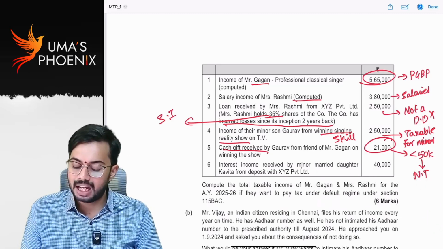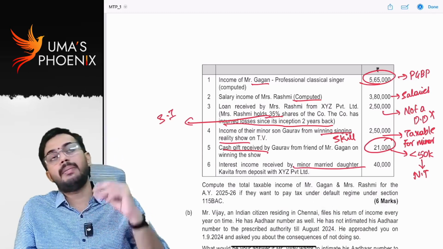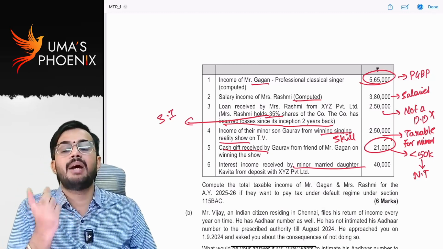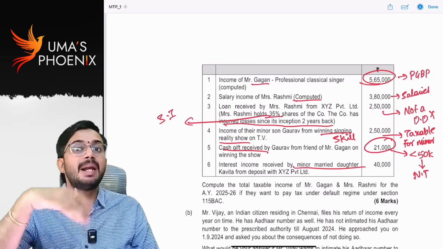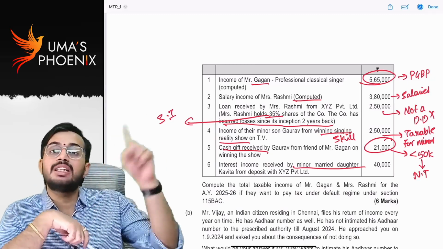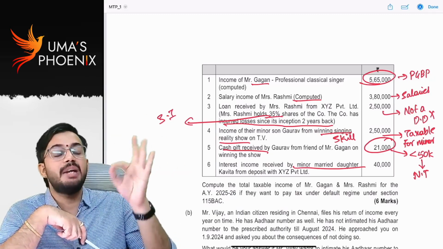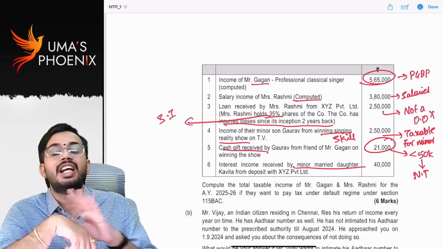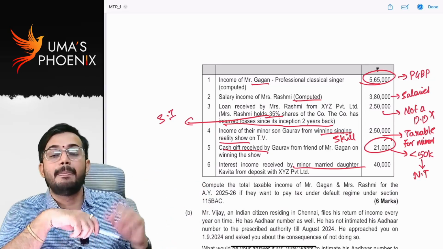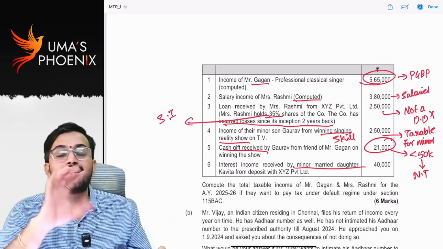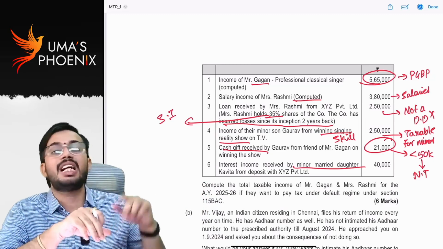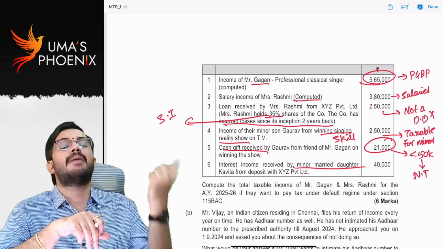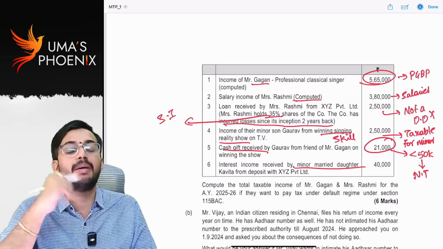Interest income received by minor married daughter. See, major confusion is there. In case of minor married daughter, income will be clubbed in the hands of parents. Another important thing, deemed ownership concept is there, section 27. As per deemed ownership concept, if house property is transferred to minor married daughter, deemed ownership concept is not applicable, because it is specifically excluded from deemed ownership concept. In that case also, house property rental income received by minor married daughter is clubbed in the hands of parents whose total income is higher.